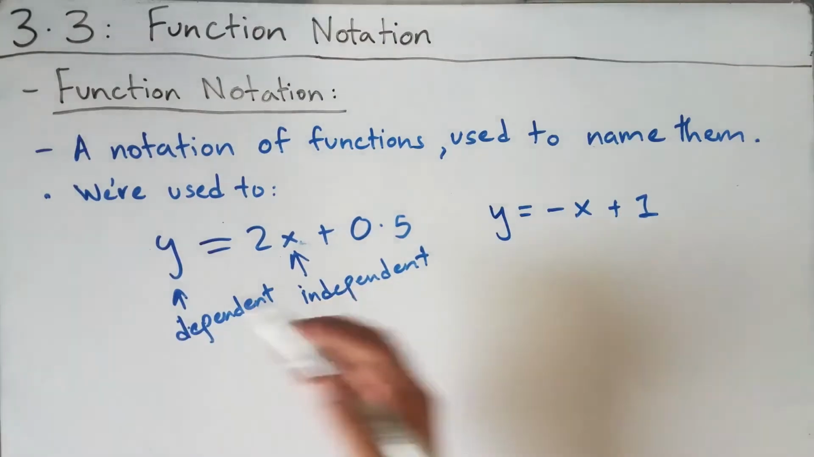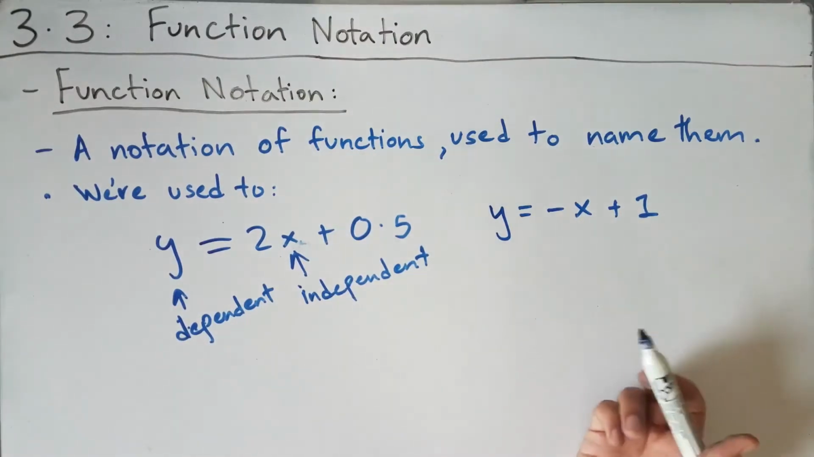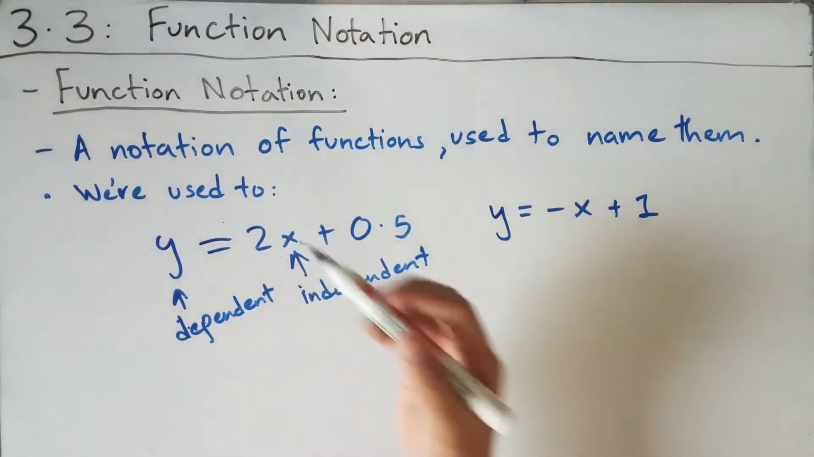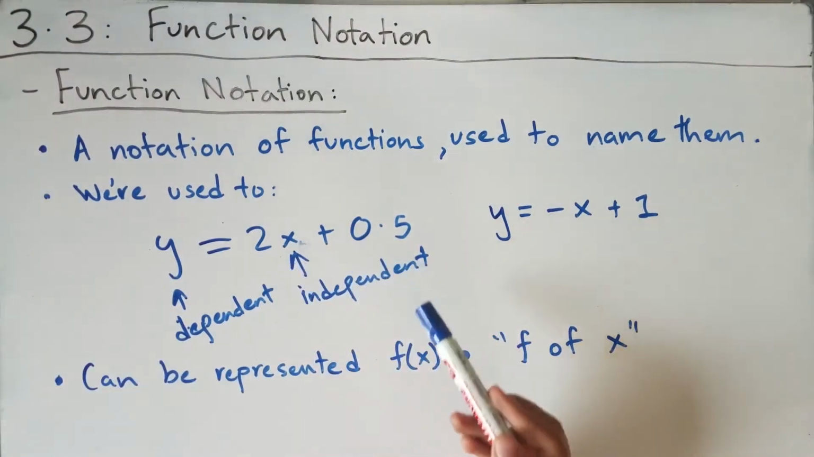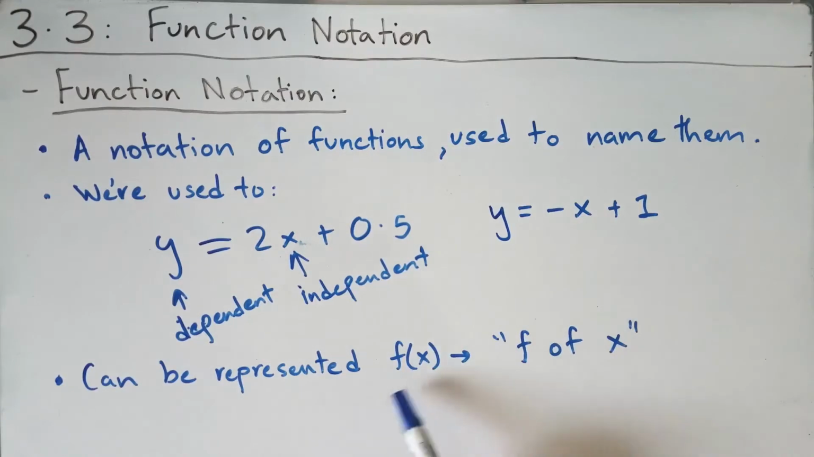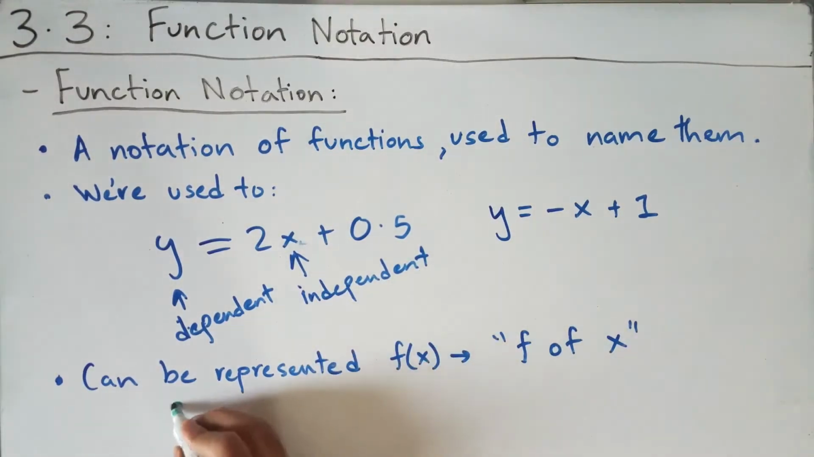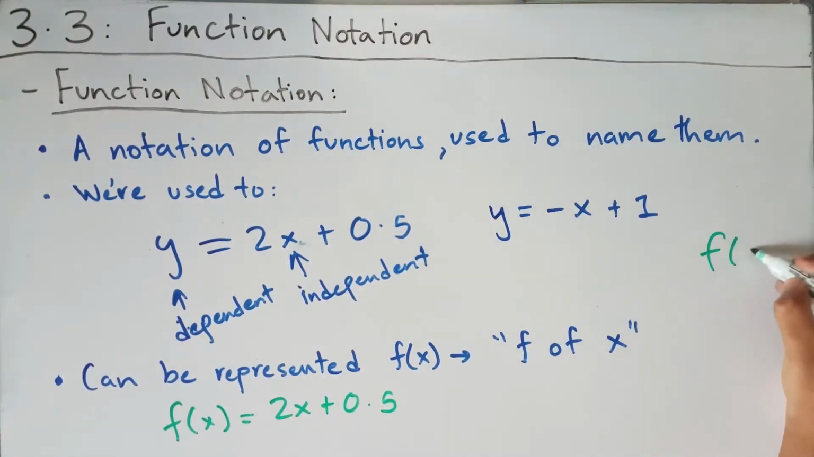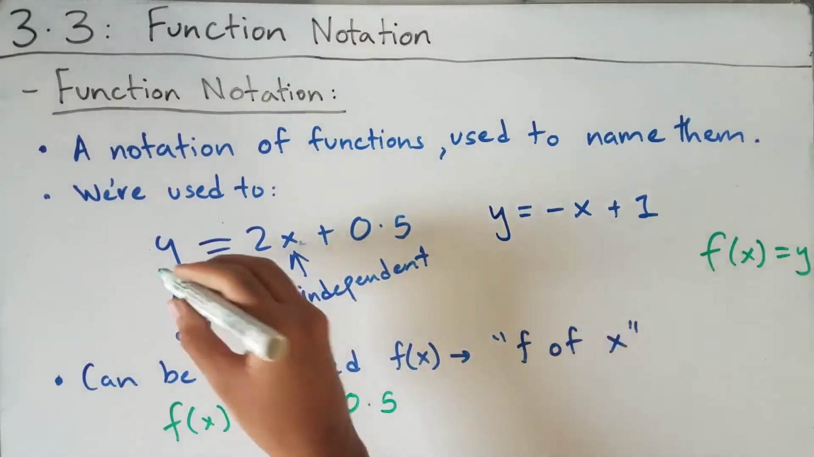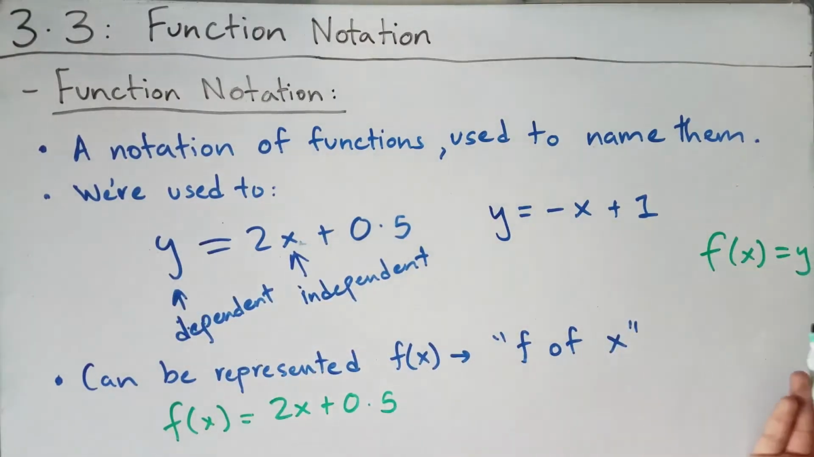So here we have y for both of these functions, and if we want to create a distinction we can use the function notation to do that. The function y equals 2x plus 0.5 could be represented as f of x, or the function of x. So we could rewrite this first function as f of x equals 2x plus 0.5, where f of x is equal to your dependent variable, which is also the y part of the equation. So f of x and y are the same thing.